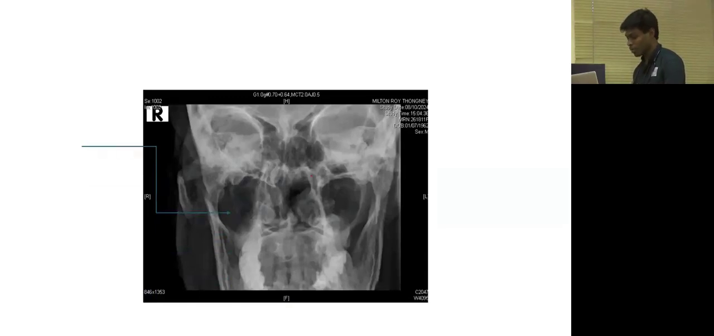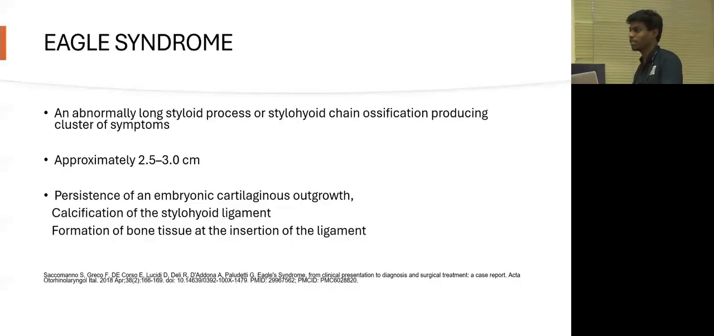What is the significance of the styloid process in this patient? An elongated styloid process is associated with Eagle syndrome. So what is Eagle syndrome? It's an abnormality of a long styloid process or a stylohyoid chain ossification producing a cluster of symptoms like throat pain, odynophagia, facial pain, heaviness, and a lot of other symptoms.